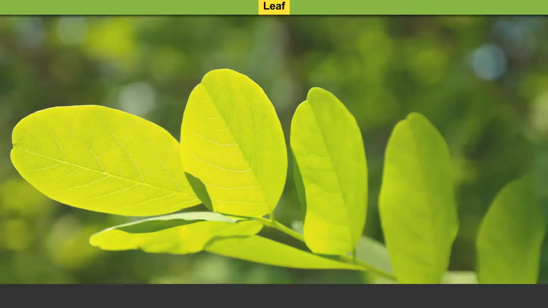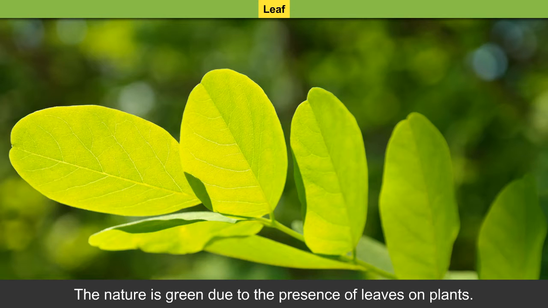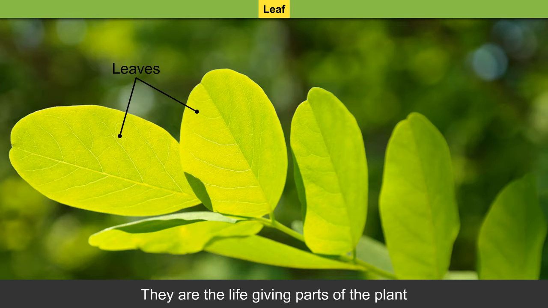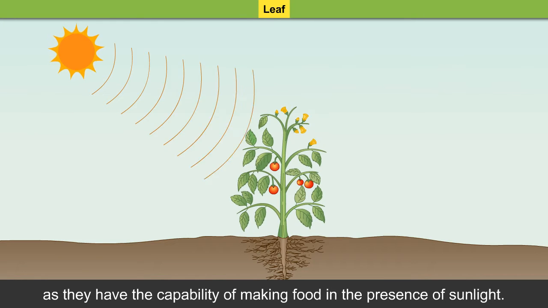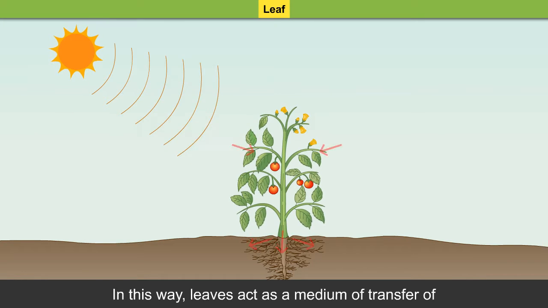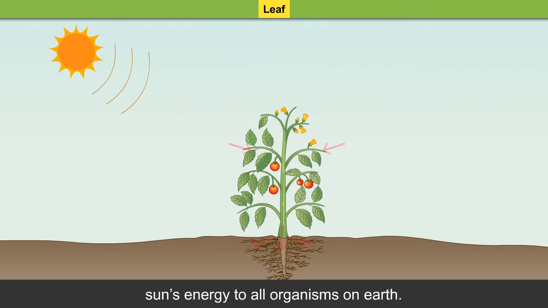Leaf. The nature is green due to the presence of leaves on plants. They are the life-giving parts of the plant as they have the capability of making food in the presence of sunlight. In this way, leaves act as a medium of transfer of sun's energy to all organisms on earth.